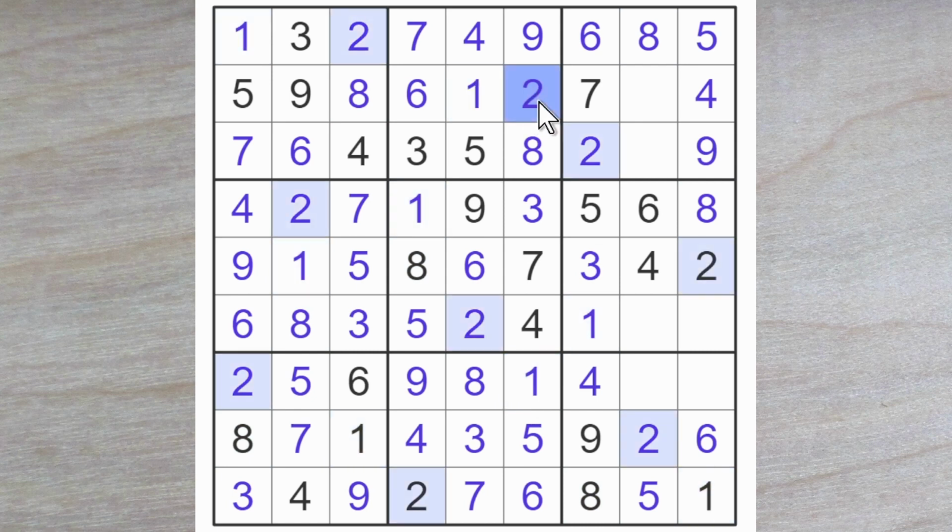That gives us a 2 here. These two must be a 1 and a 3. 3 blocks over, so the 1 goes here and the 3 here. And that gives us a 3 for this square and a 7 for this and for this. And this last square must be a 9.